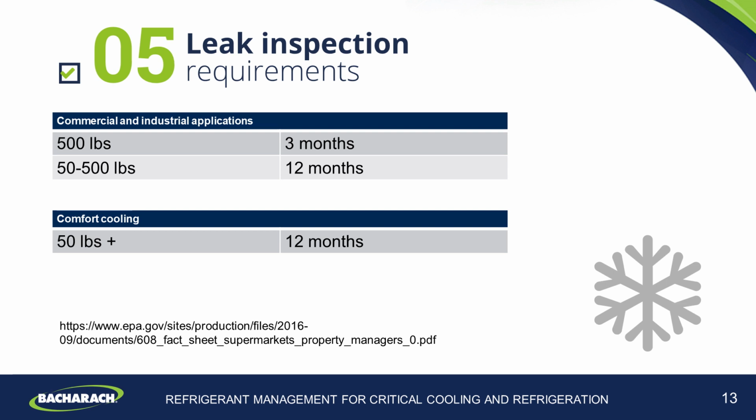for the inspections. For commercial and industrial applications, it's going to be every 3 months if you're over 500 pounds of refrigerant, and it's annually if it's between 50 and 500 pounds. For comfort cooling, anything above 50 pounds is an annual inspection. Adam, do you have any more detail you want to share?